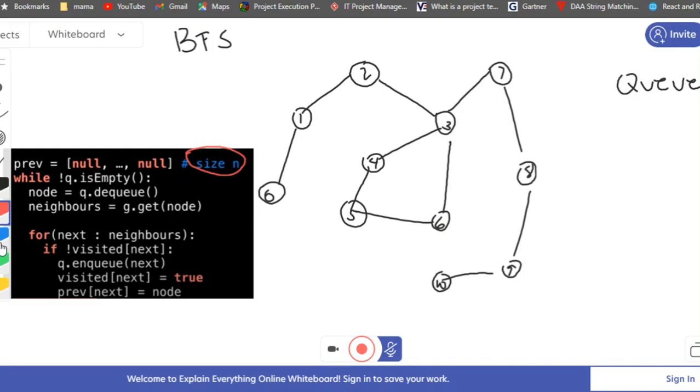So, let's start. So, I will start at node 0. Okay, so since I visited node 0, I will put it on the queue. And then 1, and then 2, and then 3. So, since si 0, wala na siyang pwedeng ma-visit and na-stuck na siya kay 3.